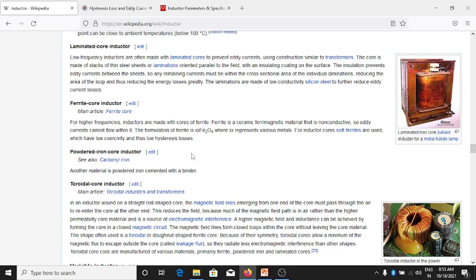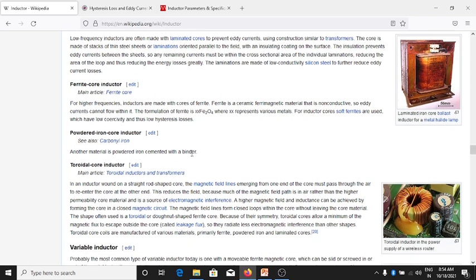In powdered iron core inductors, another material, powdered iron, is cemented with a binder.